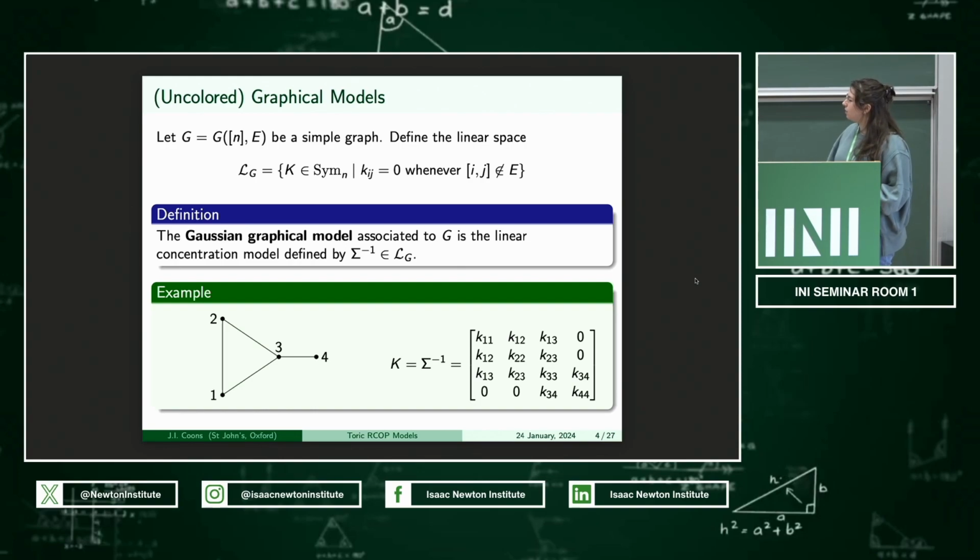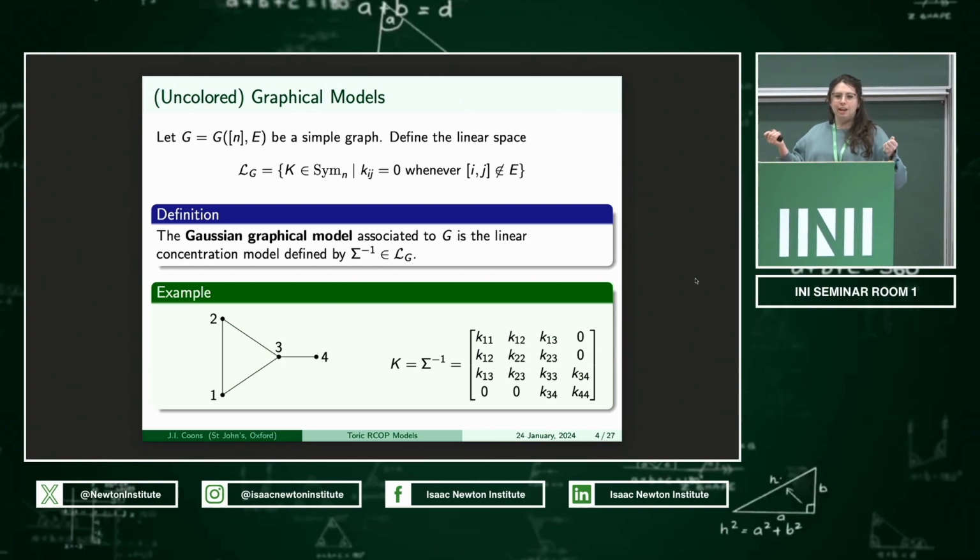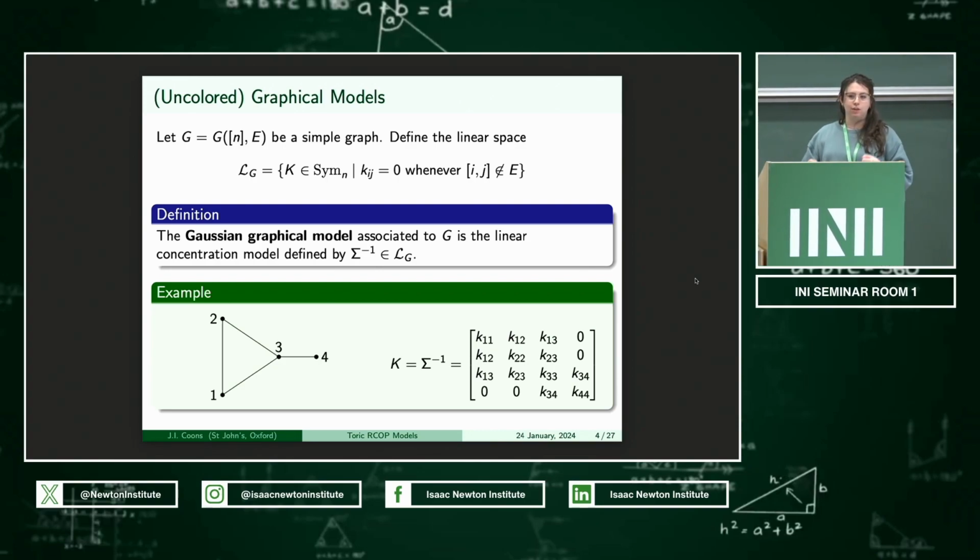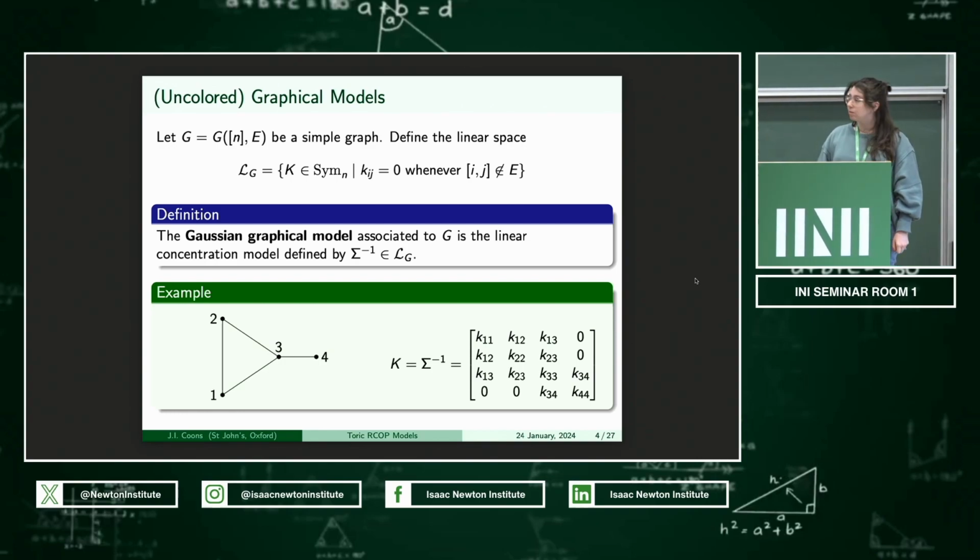And the interpretation that you can have for this in your mind is that if two vertices are not connected by an edge, then they're independent of each other given all of the other vertices. So that's kind of where this comes from. It's giving conditional independence constraints on the different random variables at the vertices.